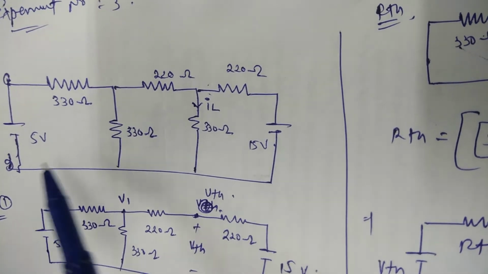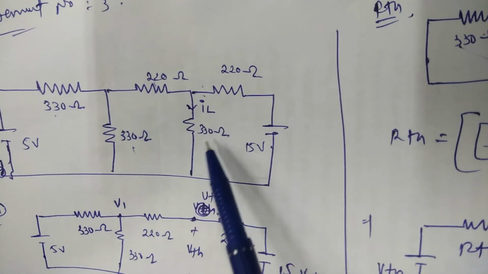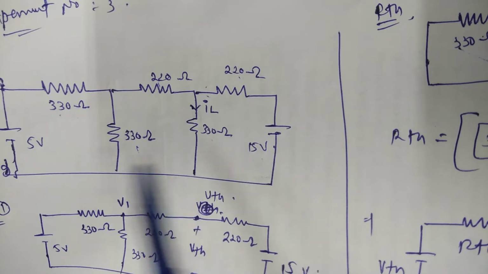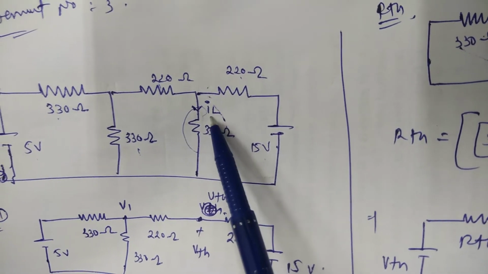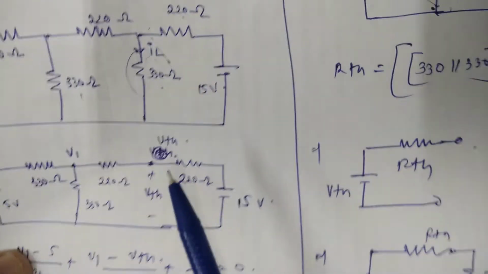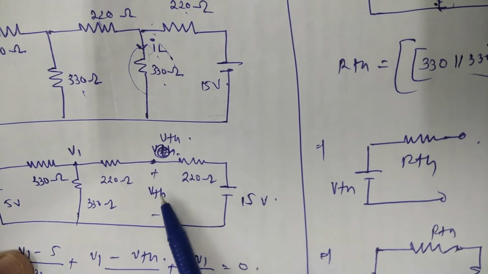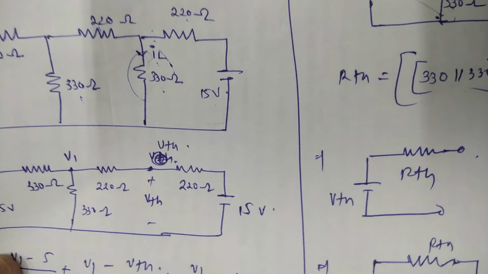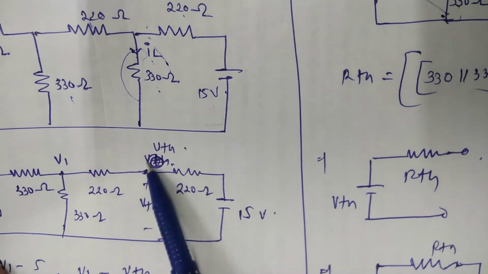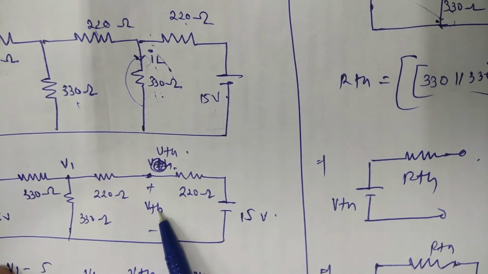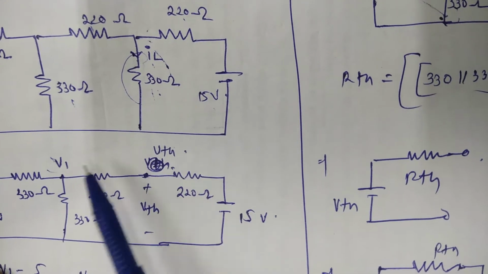This is our circuit: 330 ohm, 330 ohm, 220 ohm, 330 ohm, 220 ohm, and 15 volt and 5 volt. The load resistor is this one, 330 ohm. We want to find out IL. First step, we have to find VTH using some formula. We removed the load resistor, 330 ohm, and found the value of VTH by applying node analysis.